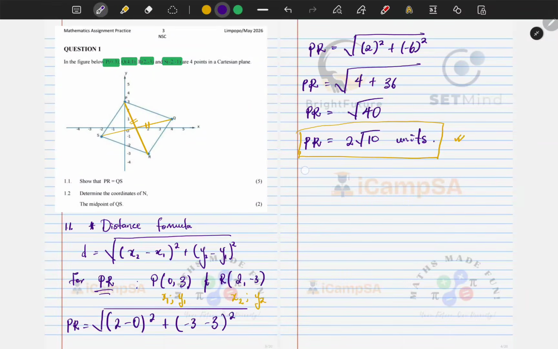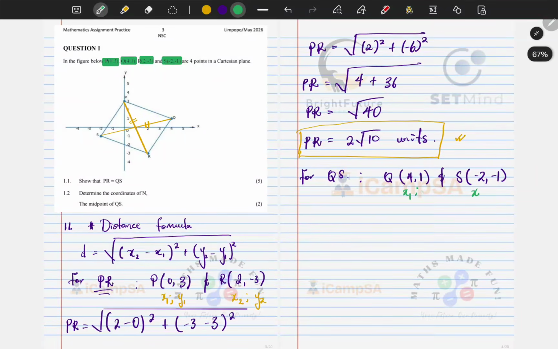Now let's look at QS, right? So in order for us to find QS, we are going to write the coordinates of Q. So Q is your 4, 1, and S is going to be your -2 and -1, right? So we do the same thing here. So this is going to be your x1, your y1, and then this is going to be your x2, y2, right?